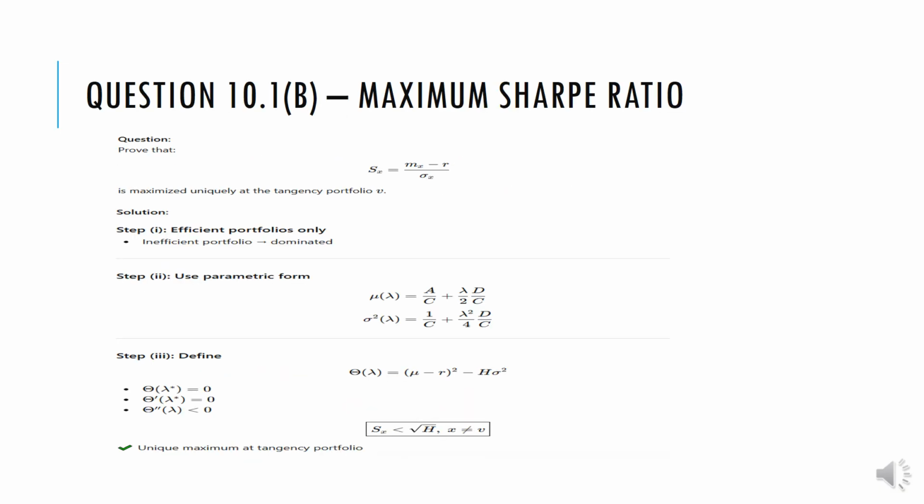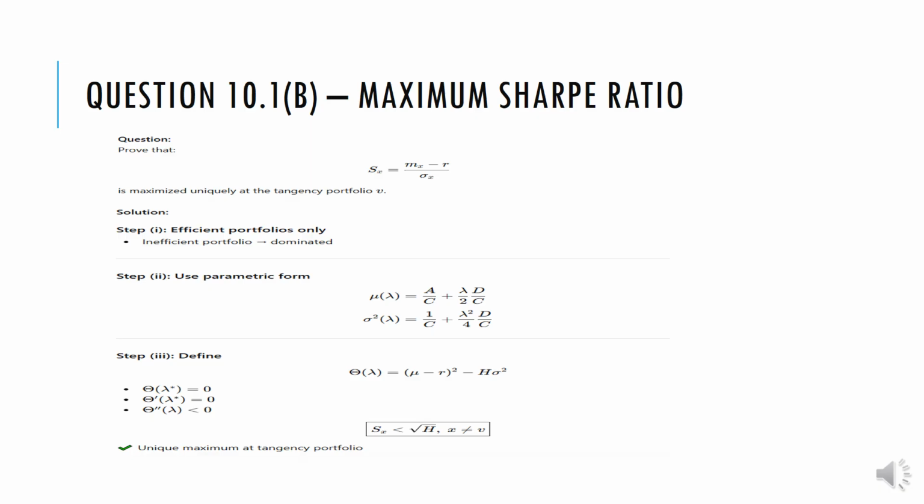Now in part B, we need to prove that the Sharpe ratio is maximized uniquely at the tangency portfolio. First, we observe that it is enough to consider only efficient portfolios. This is because any inefficient portfolio can be dominated by an efficient one with higher return and lower risk. Next, we use the parametric expression for expected return and variance in terms of lambda. We then define a function theta of lambda which compares the squared excess return with h times the variance.